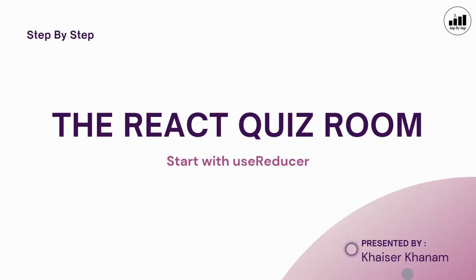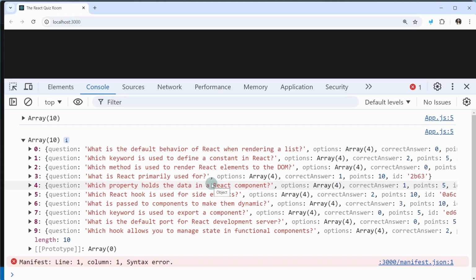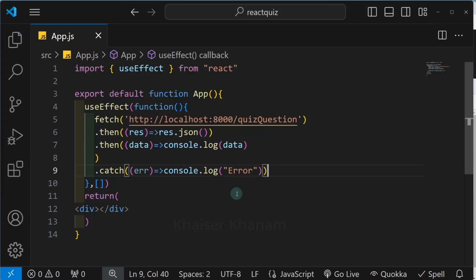Finally, let us start with our useReducer hook. Now here, successfully, we are able to fetch our API data and we are able to display on console. Now, this entire data we should display on screen. So what we will do, we are going to use our state, that is nothing but useReducer hook.